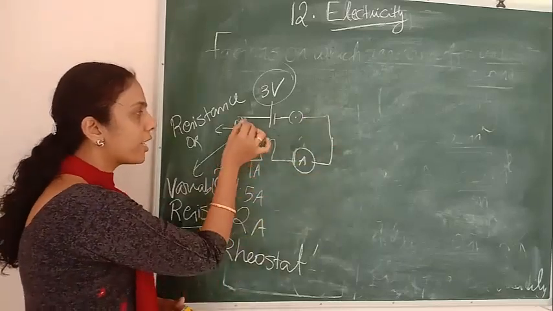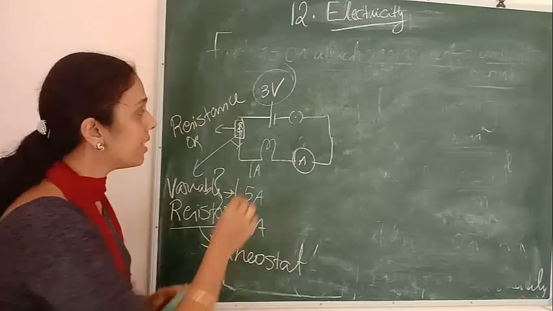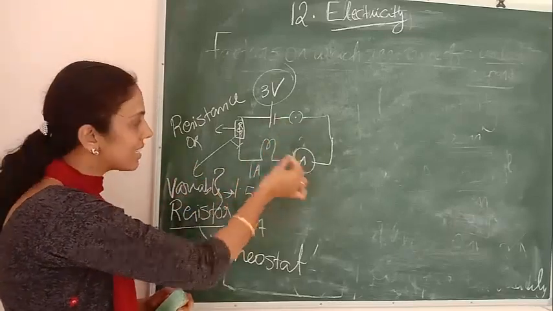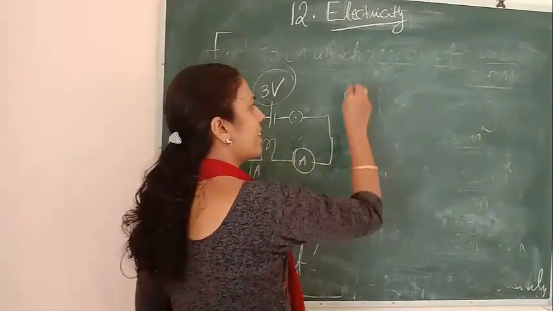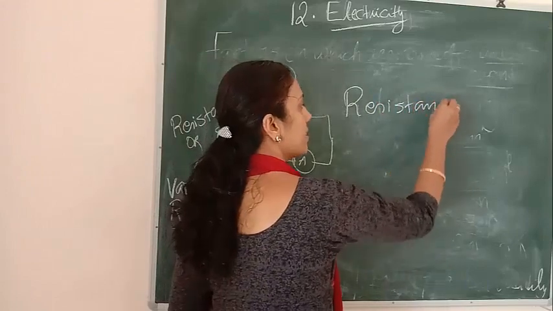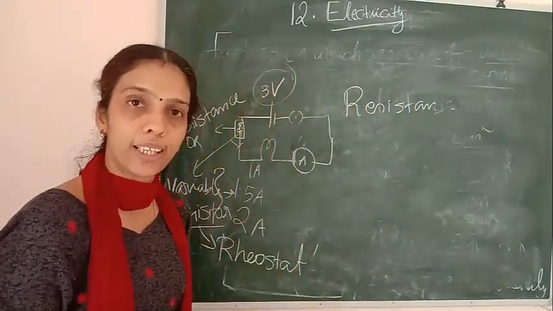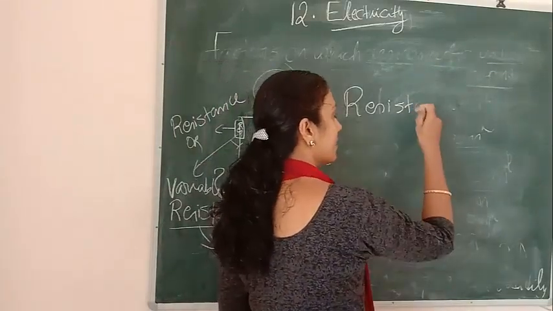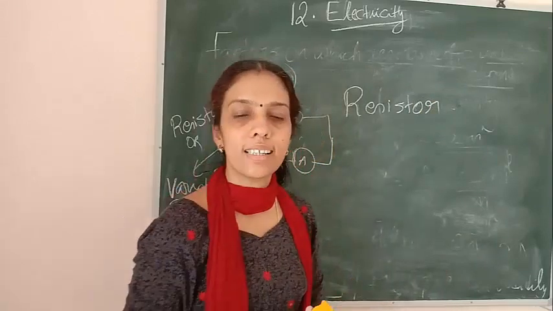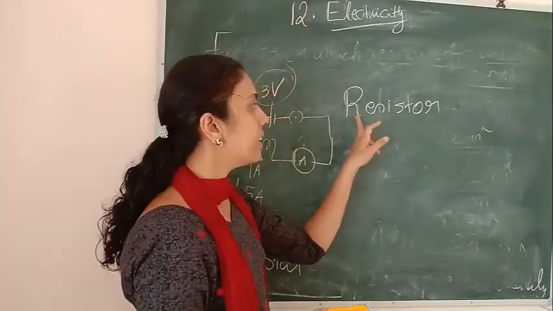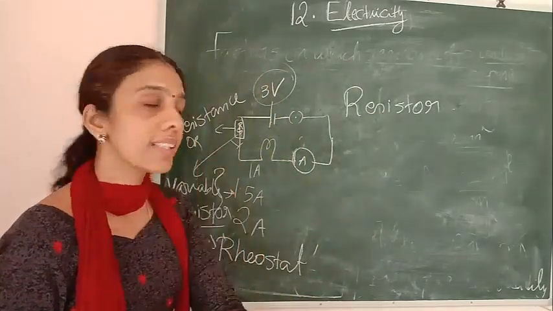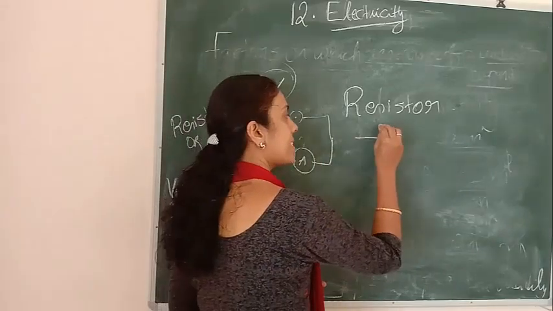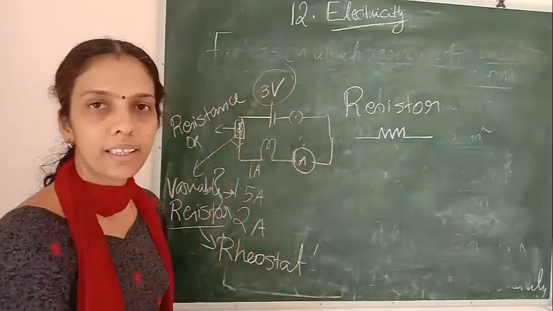Okay, so here in the circuit diagram I wrote resistance. So we should know how we use the circuit symbols. In the first video of electricity, I told you how we represent all these symbols, isn't it? So how can we represent the resistance of a circuit? Resistance is the property, and the apparatus which provides the resistance is called a resistor. Resistor is the apparatus which provides the resistance in the circuit. This is how we represent the resistor.